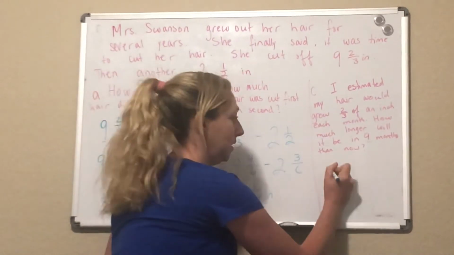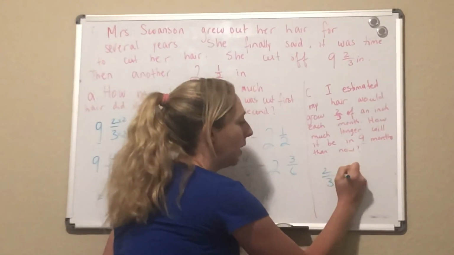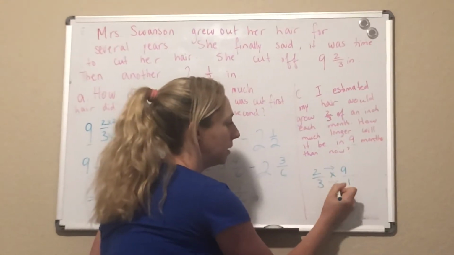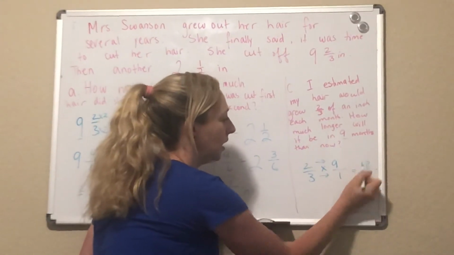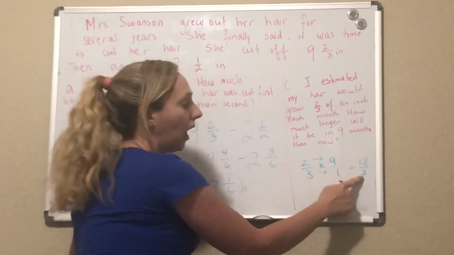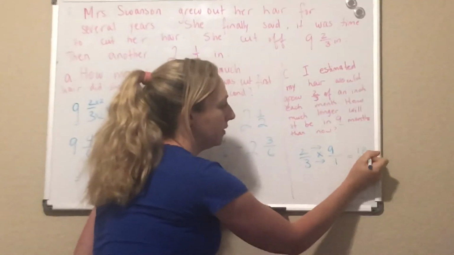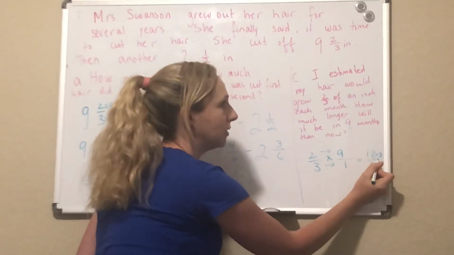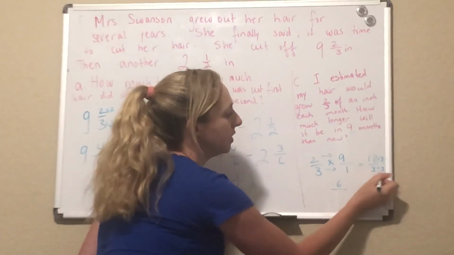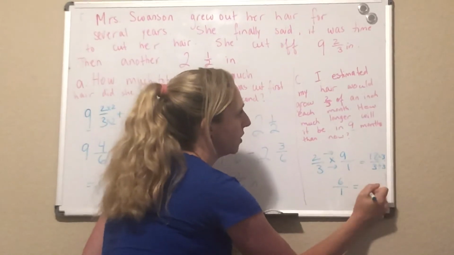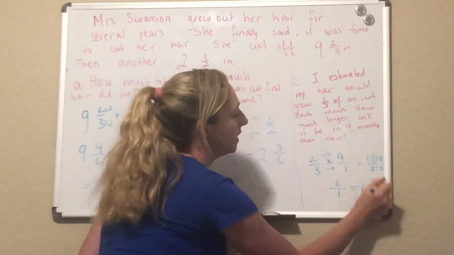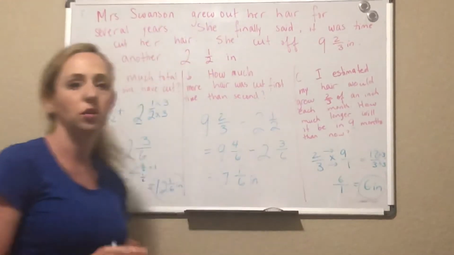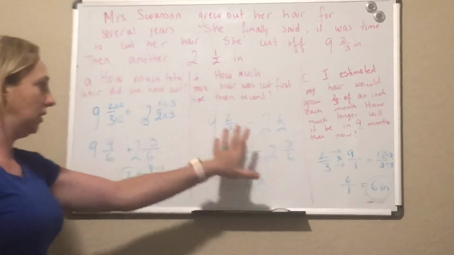can go ahead and multiply 2/3 by 9, and I'm going to put a 1 in my denominator, and we're going to multiply across. 9 times 2 is 18, 3 times 1 is 3. I can simplify my improper fraction by 3, and again, what I do to the numerator, I do to the denominator. 18 divided by 3 is 6, 3 divided by 3 is 1. So I have 6 inches is how much my hair can grow in 9 months. And there goes your word problem broken up piece by piece.